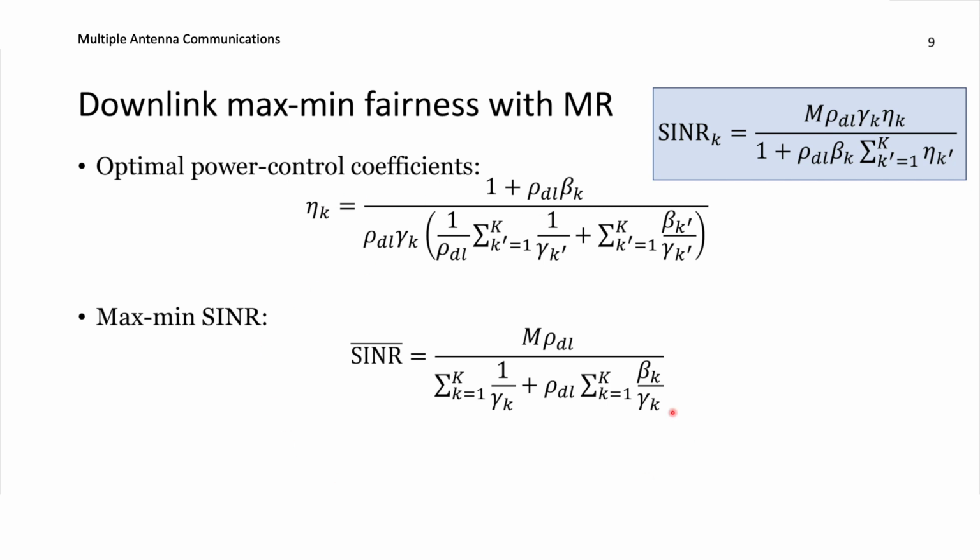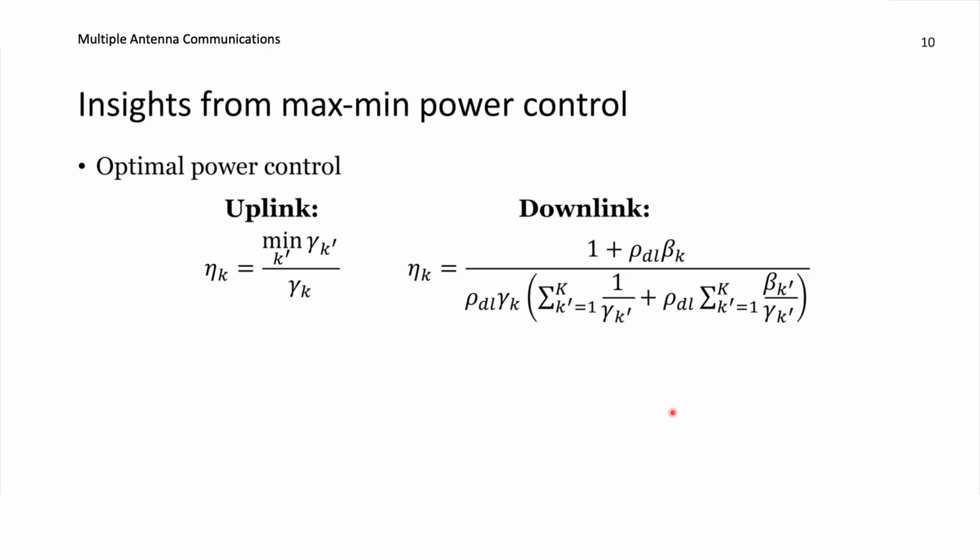So now I've presented the solution to the maximum power control both in the uplink and the downlink, and let's look more closely at the optimal expressions for the eta k parameters. So in the uplink we get this expression, in the downlink we get this expression. And both of them are containing two different ingredients. One is what we need to do in order to make sure that everyone gets the same SINR, and the other thing is what we need in order to make sure that we are using the maximum possible power.